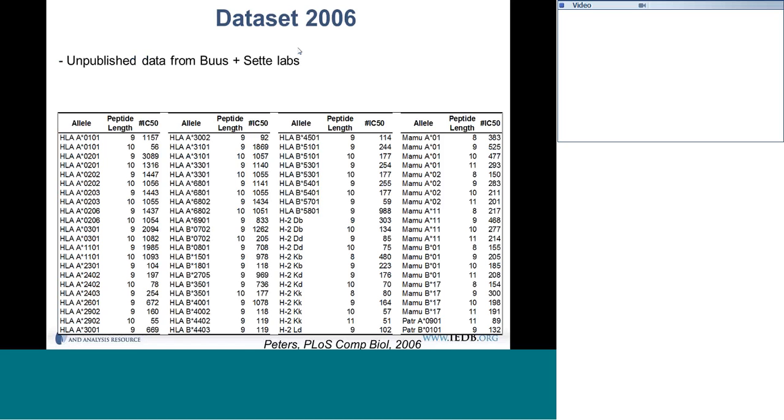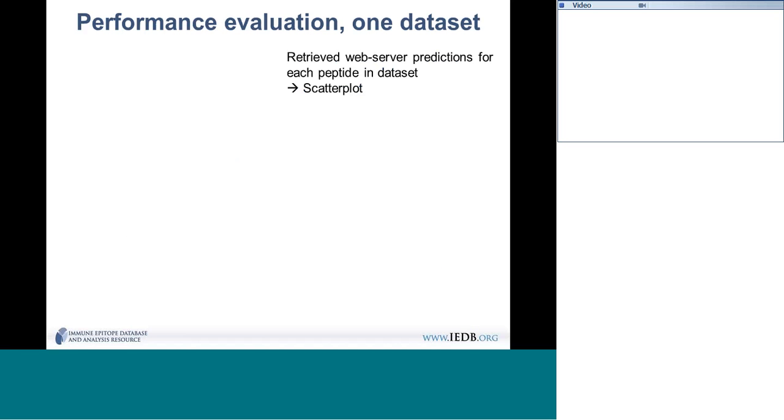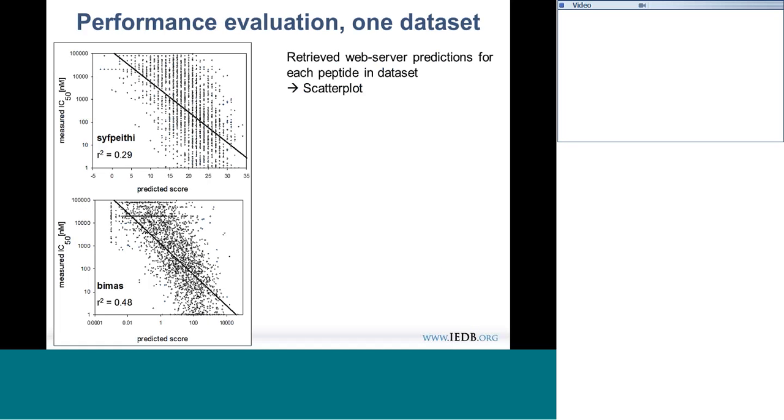So we could take all these data points, like 48,000 total binding values, and run them through the available public prediction algorithms. At the time, the two most commonly used algorithms were SYFPEITHI and BIMAS. SYFPEITHI gives you a prediction score ranging from 0 to something like 35, and BIMAS gives you some kind of predicted half-life. So none of these actually really predict IC50 values, which is one of the downsides.